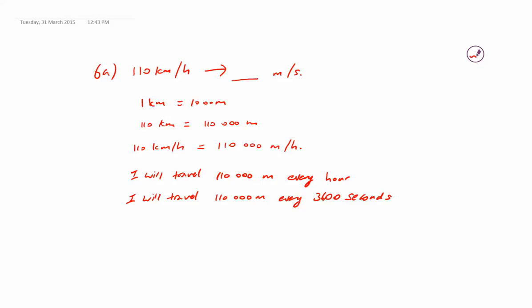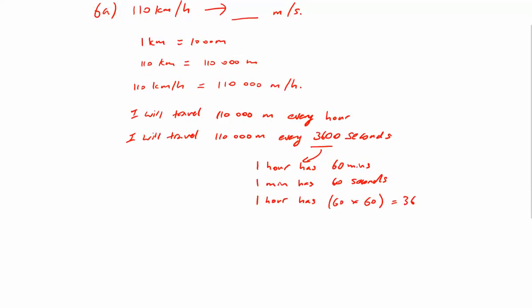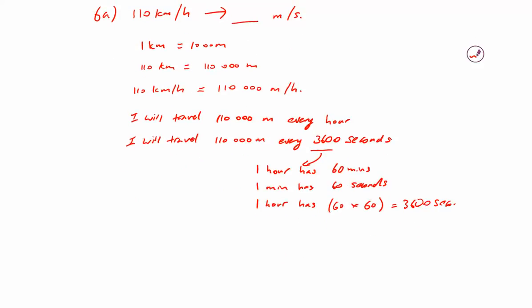Why 3,600 seconds? It's because 1 hour has 60 minutes. One minute has 60 seconds. So 1 hour has 60 times 60, which is 3,600 seconds.